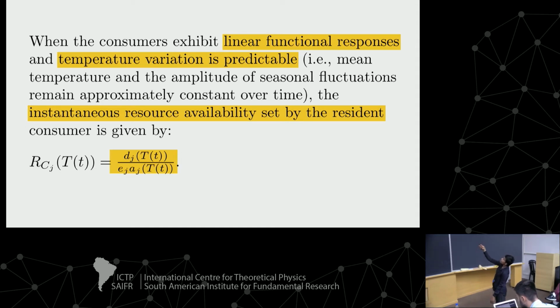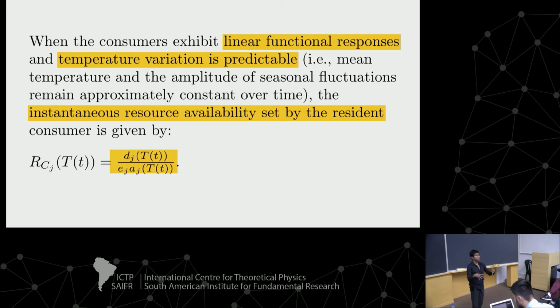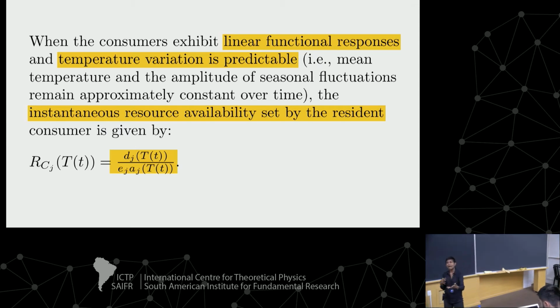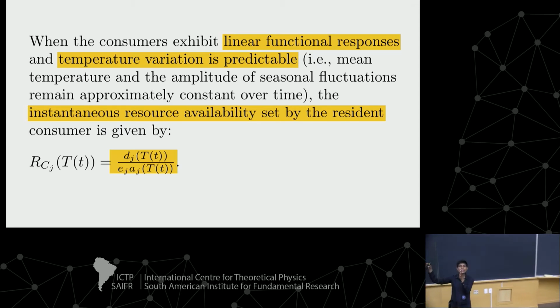So if they have linear functional responses and the seasonal temperature variation is predictable, which means that the mean and the amplitude stay approximately constant over time, then you can approximate the instantaneous resource availability set by the resident consumer by this quantity, which is still time varying.